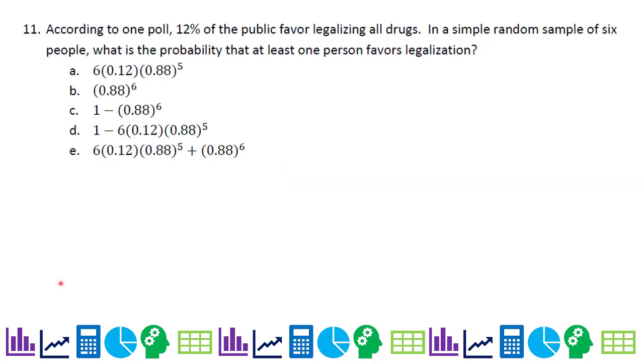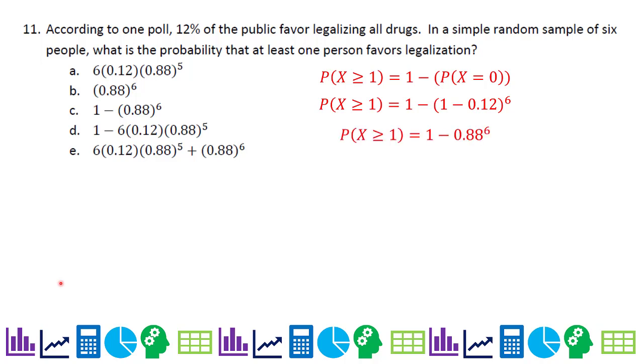Number 11, according to one poll, 12% of the public favor legalizing all drugs. In a simple random sample of 6 people, what is the probability that at least one person favors legalization? So the probability that X is at least 1 is the opposite of the probability that X is 0. So I'm going to go 1 minus the probability that X is 0. Well, the probability that someone does not favor it is 1 minus 0.12, and I have to have all of them not favor it, so I have to raise that to the 6th power. And you can see that matches the answer choice C.